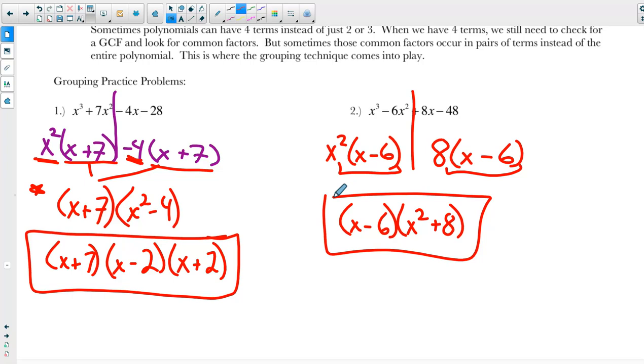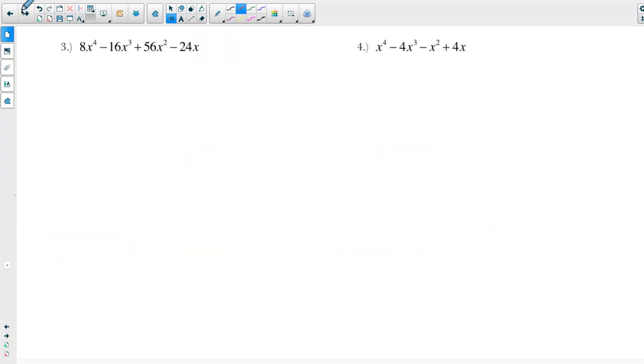Take a look at number 3. So number 3, does it have a greatest common factor? It does. Aiden, what's my greatest common factor? 8x is perfect. So I'm going to take an 8x out. So basically I'm changing this to factored form.